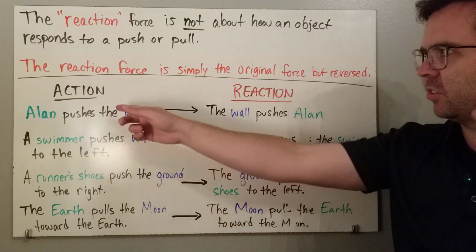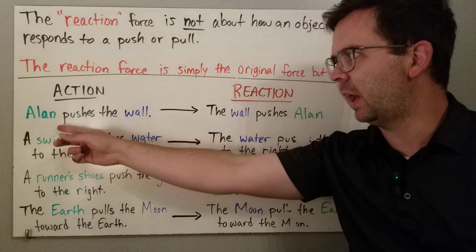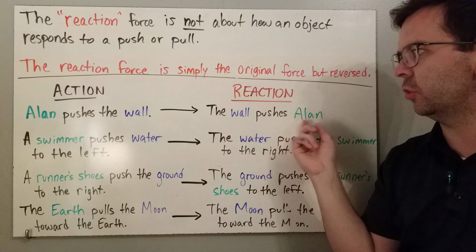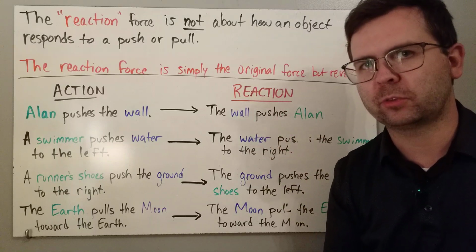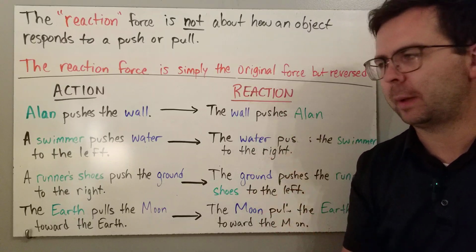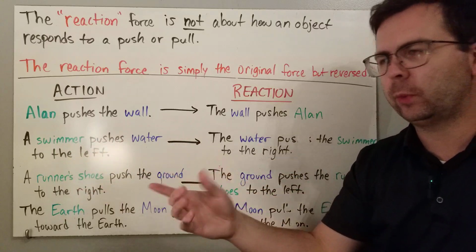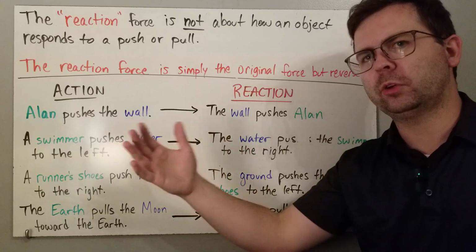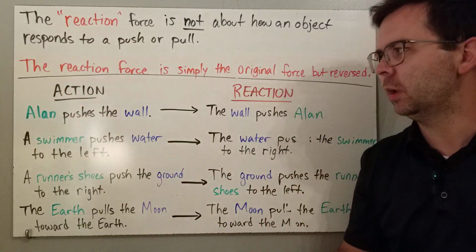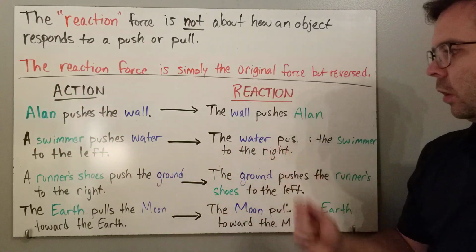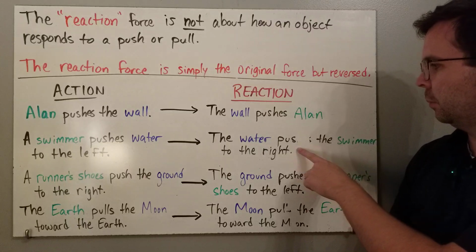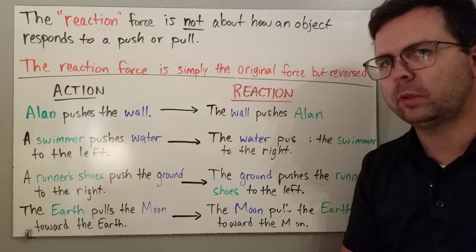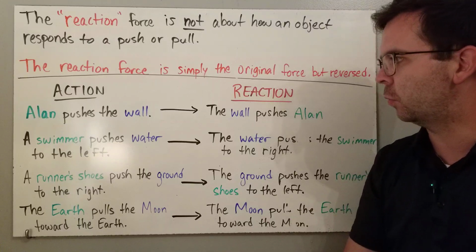Here are some examples of actions and reactions. Let's say Alan pushes the wall. The reaction force to that is the wall pushes Alan. So we just switch the two objects so that the opposite is happening. A good example is swimming. A swimmer pushes water to the left. So as you swim, you're pushing the water to the left in this case. The water pushes the swimmer to the right. So you push the water to the left, the water pushes you to the right, and you move forward.